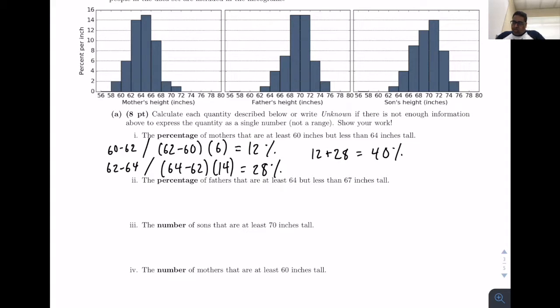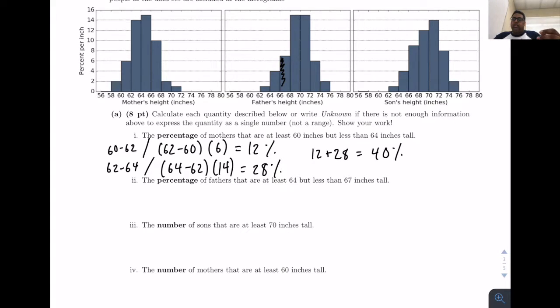Cool. So 2 asks us the percentage of fathers that are at least 64 inches tall, but less than 67 inches tall. So we look at the bins that we have. We have a 64 for the fathers' side, but we see that 67 would actually lie halfway in between 66 and 68, right? And so it's tempting to say, okay, why don't we just halve the bin of 66 and 68 and just take half of this bin, right? But that's not how histograms work.